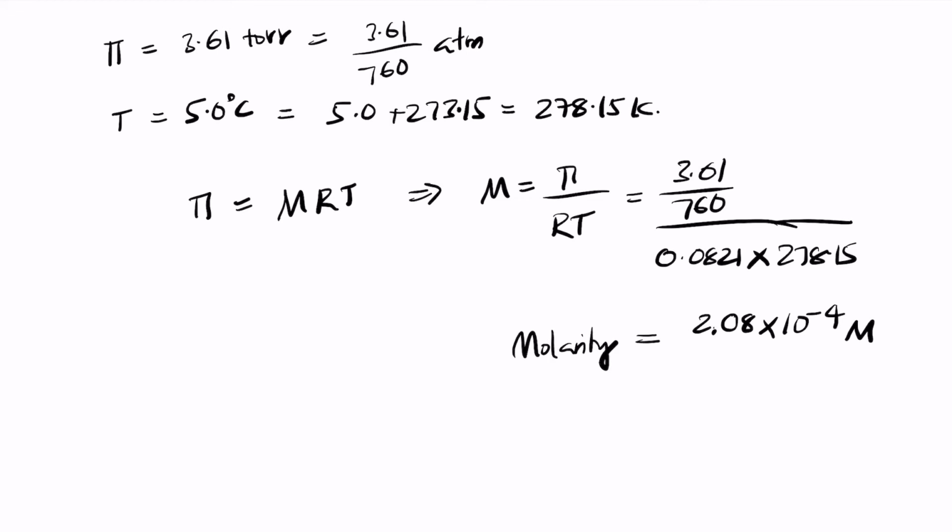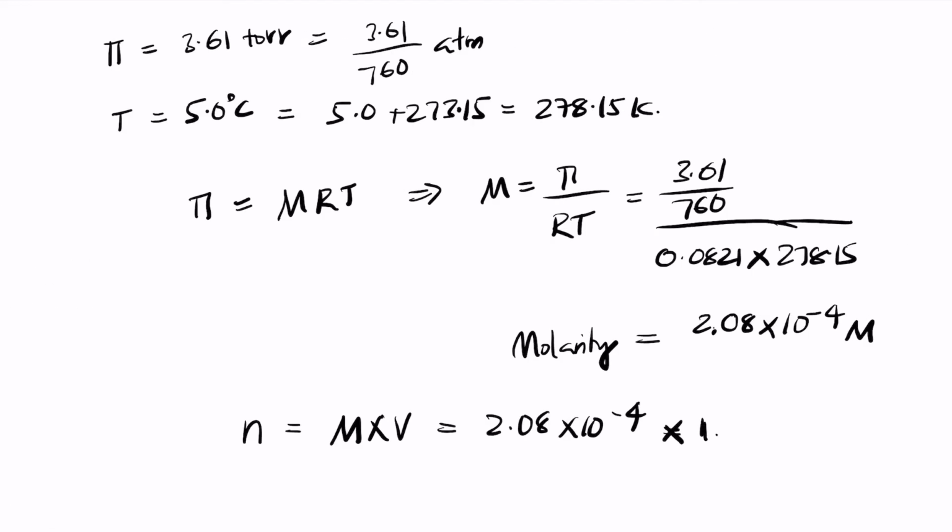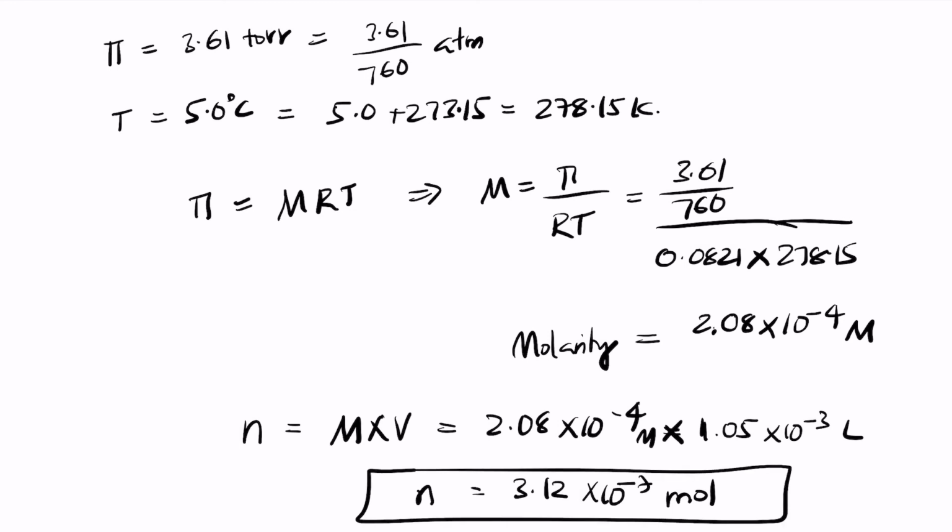We know that molarity is moles by volume. So from this, let's calculate the number of moles. Number of moles is molarity times volume. So molarity is 2.08 times 10 to the power negative 4, times the volume. The physician dissolved 21.5 milligrams in water to make 1.50 ml of solution, so that is 1.50 times 10 to the power negative 3 liters. That gives you a value of 3.12 times 10 to the power negative 7 mole. So this is the number of moles of that particular solution.